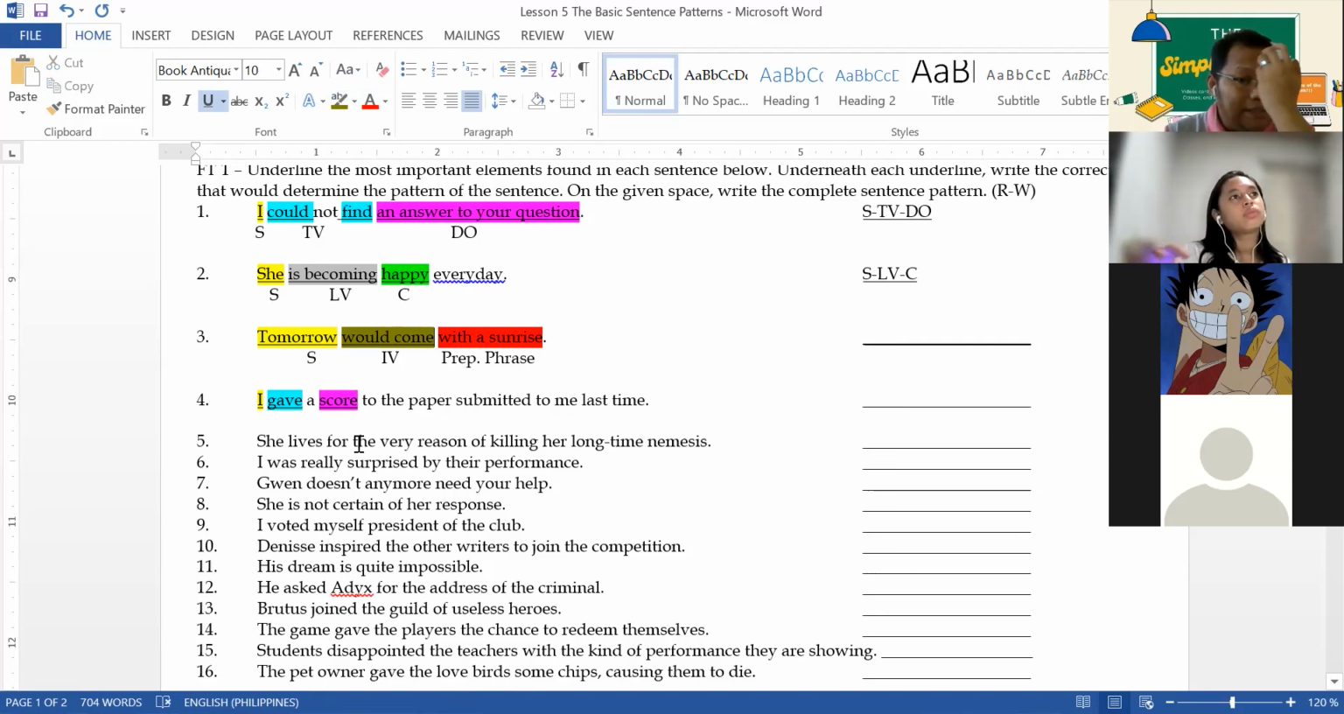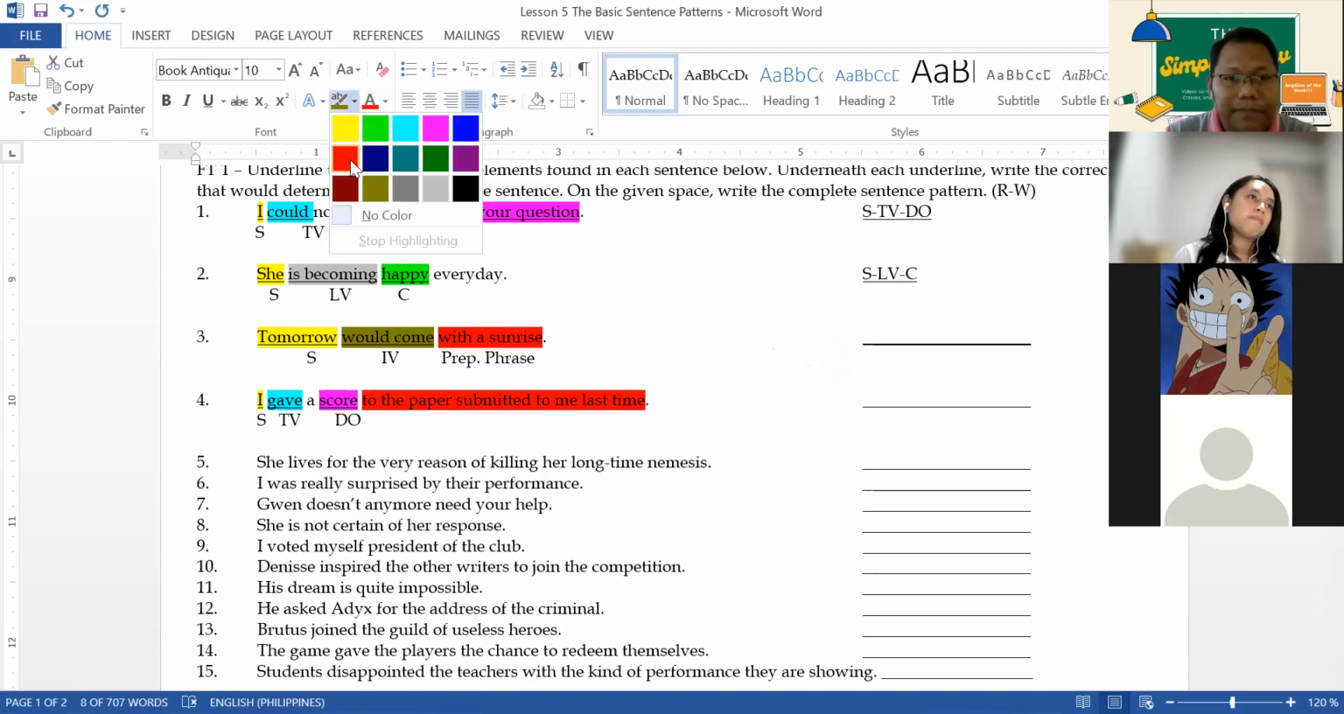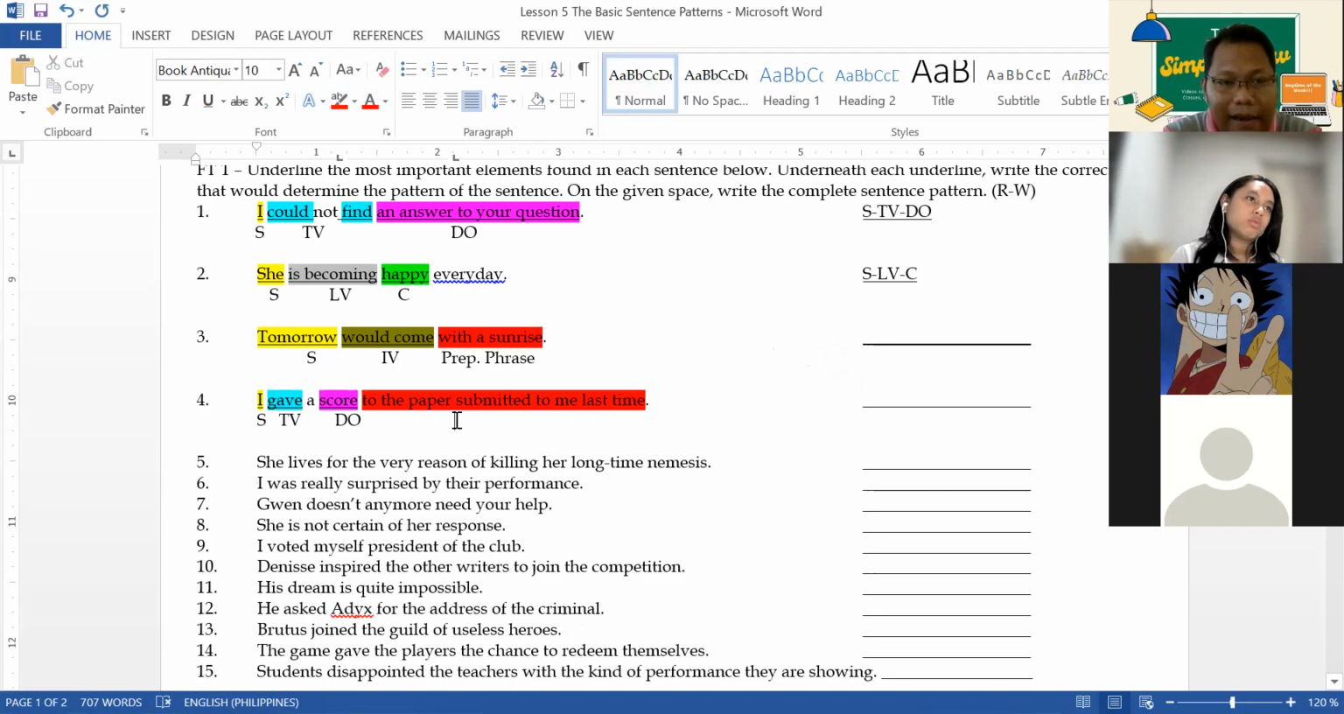Okay. So once again, for number 4, we only have these significant parts. The pronoun I is our subject. Gave is our transitive verb. I gave what? Score. And that makes score your direct object. Sir, what about to the paper submitted to me last time? We term that your prepositional phrase.